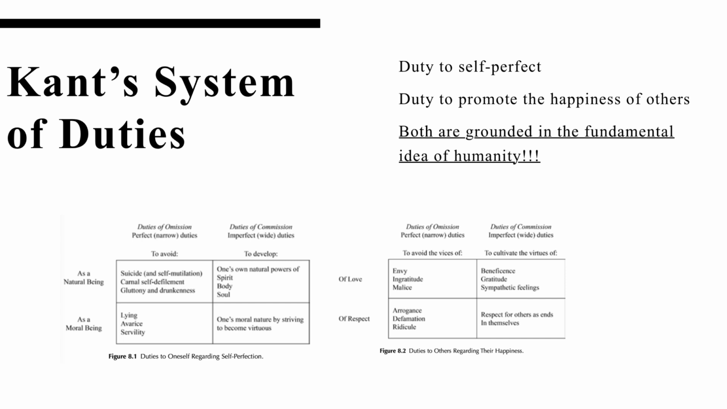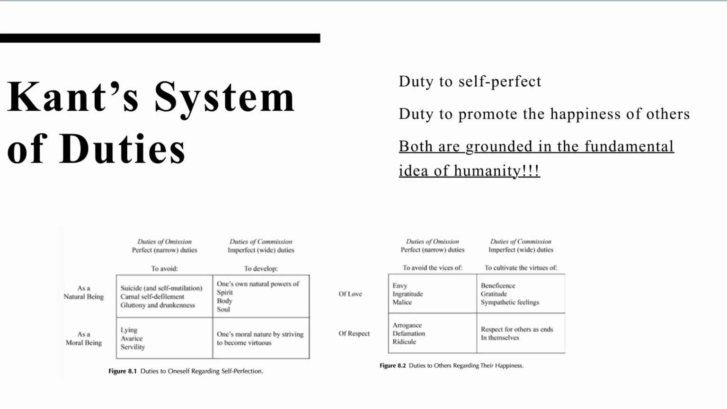We'll firstly talk about the duties to oneself regarding self-perfection. These include both duties of omission, that is refraining from certain actions, and duties of commission, that is adopting certain ends. These duties aim at maintaining and promoting one's autonomy. Kant also makes this distinction between narrow and perfect duties. Narrow and perfect duties are those duties of omission requiring perfect compliance. And then also wide and imperfect duties, which are positive duties of commission, allowing leeway in deciding when to act. I'll explain this a bit more in the next section.